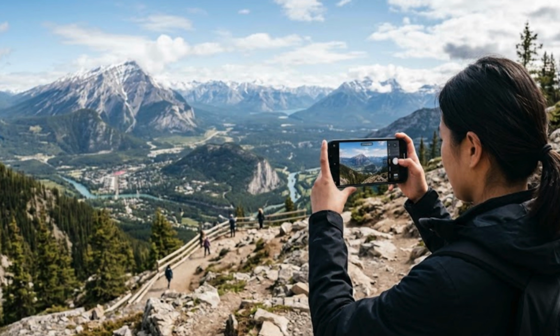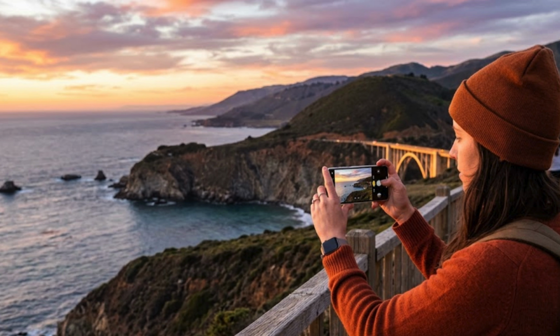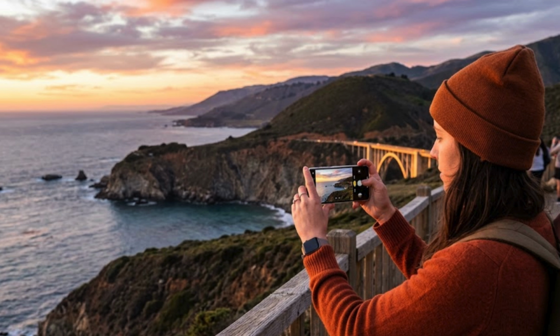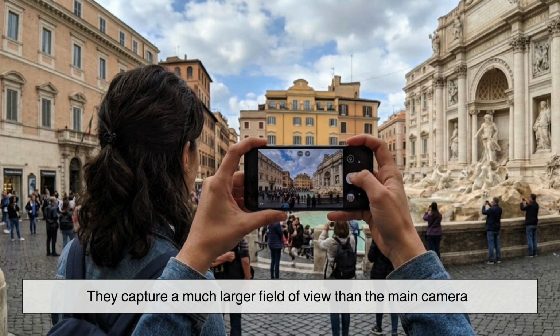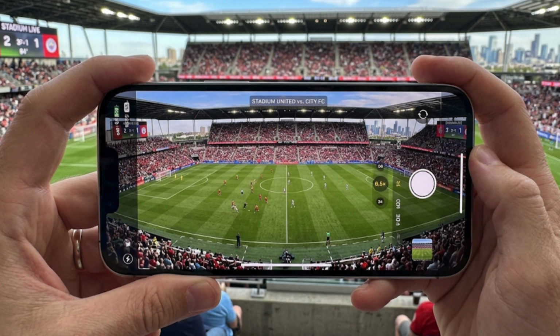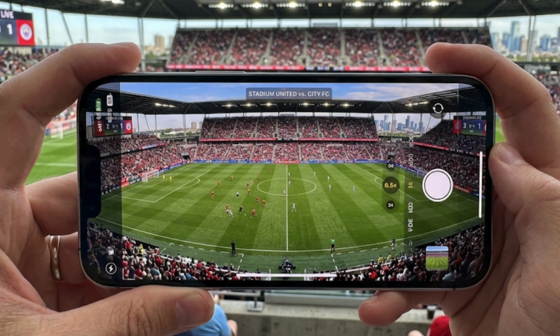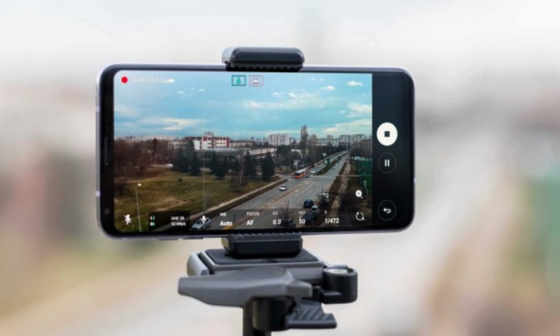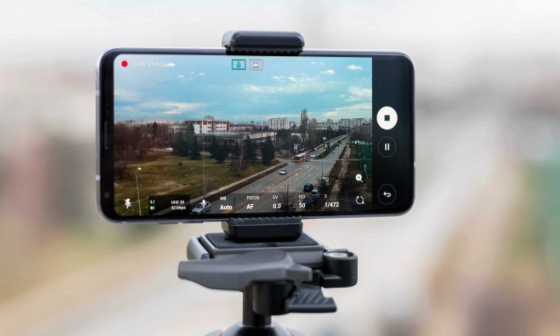At the same time, companies began adding ultra-wide lenses. While telephoto lenses help you see farther away, ultra-wide lenses do the opposite. They capture a much larger field of view than the main camera. This makes them ideal for photographing landscapes, architecture, large groups of people, or tight spaces where stepping backward isn't possible. Instead of choosing between zooming in or fitting everything into the frame, users could now do both simply by switching lenses.